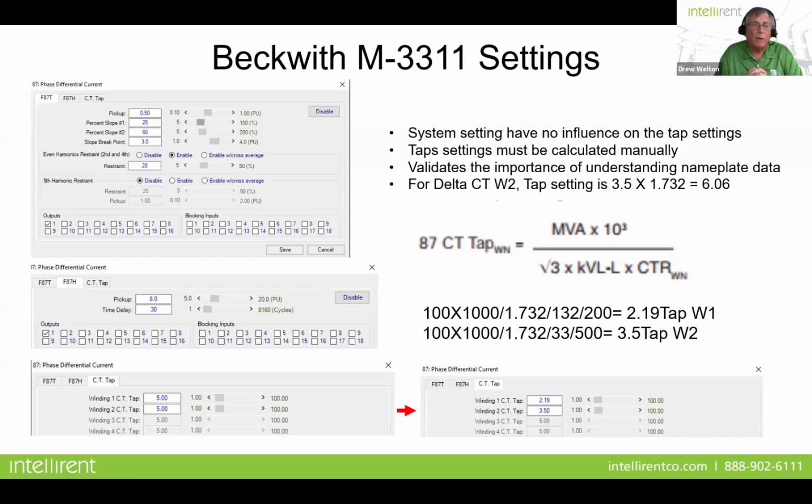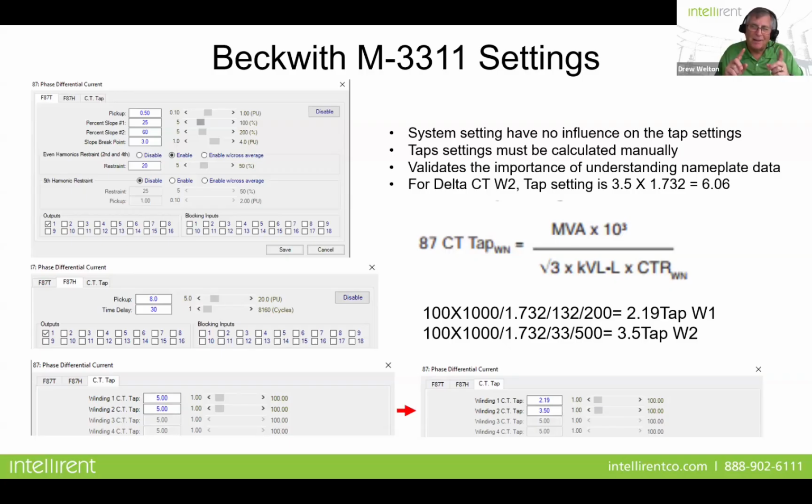When you have a Beckwith relay, and you're putting your slope settings in, slope one, slope two, slope intercept, you have to, and this is very important, calculate by hand what the tap settings would be. For instance, if you put in your CT ratio settings in some relays, along with the high and the low side voltage and how it's connected, it's going to calculate the tap settings for you. The Beckwith does not. And I kind of like this.